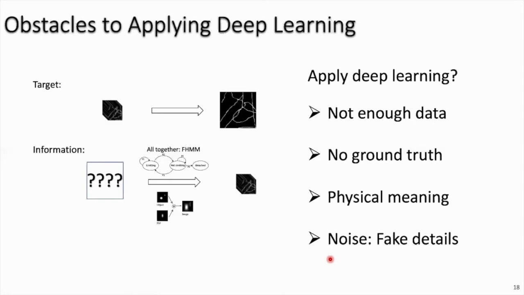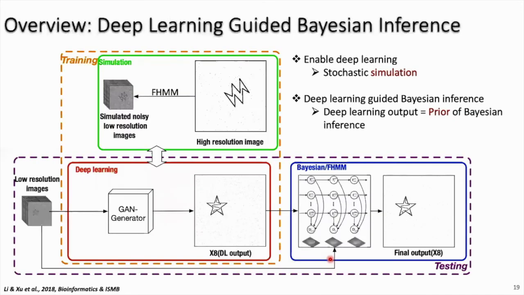So to resolve them, we proposed a new framework, a deep learning guided Bayesian inference framework to reconstruct the super result structure image efficiently. Although there are lots of technical details in our framework, we used the following two key ideas. First of all, we used the stochastic simulation to generate a large amount of training data to enable deep learning. More specifically, we packed that massive modeling into a simulator.